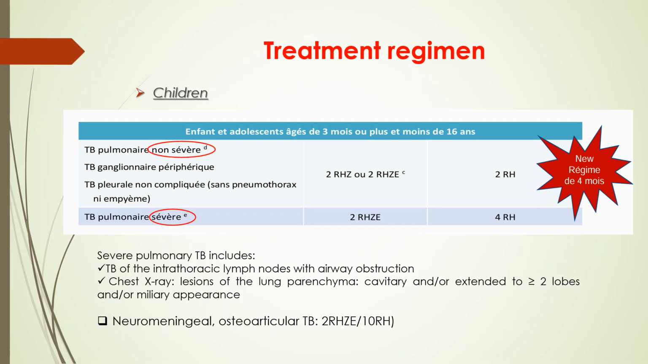Those are the regimens for the children, and as you can see, for some cases we could give just 4 months, but all that you are going to see in pediatrics. And for neuromeningeal and osteoarticular tuberculosis, we can give 12 months of treatment.